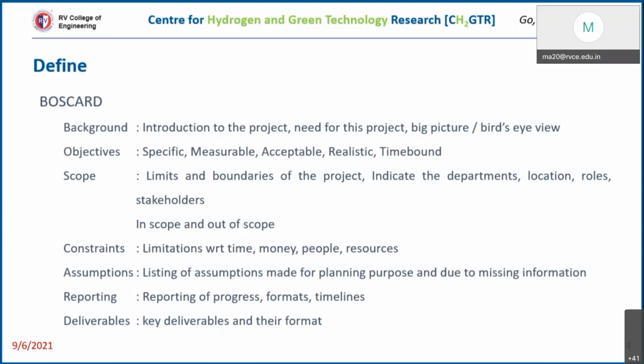So that becomes the scope of the project. Now if you specify that you want to power your mobile phone using a PEM fuel cell, then powering a mobile phone is within the scope of the project, and generating a megawatt of power using a fuel cell is out of the scope, right?